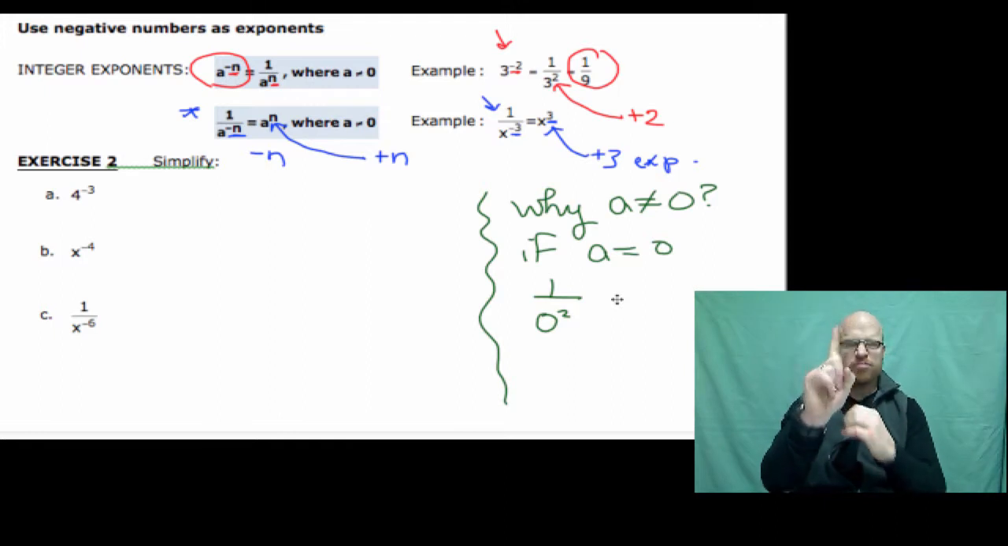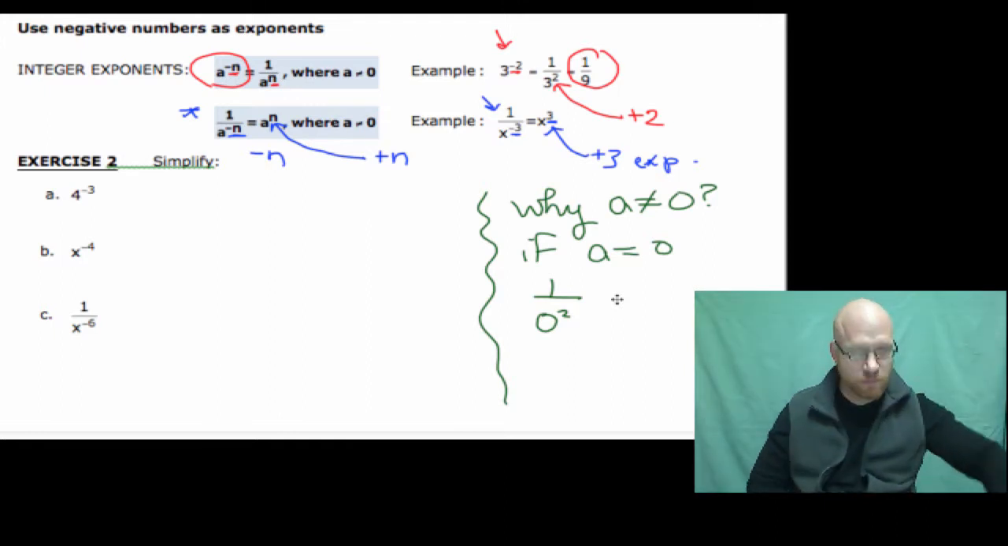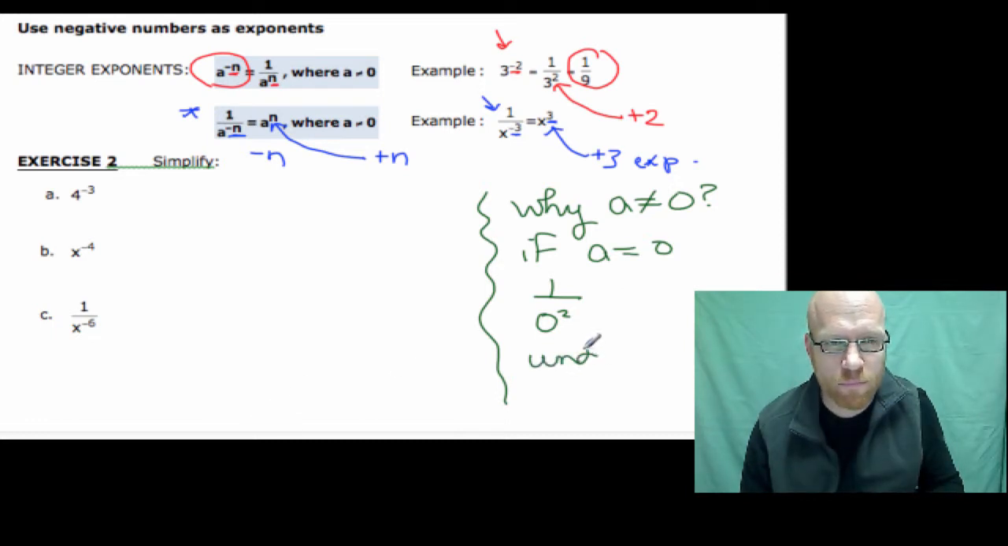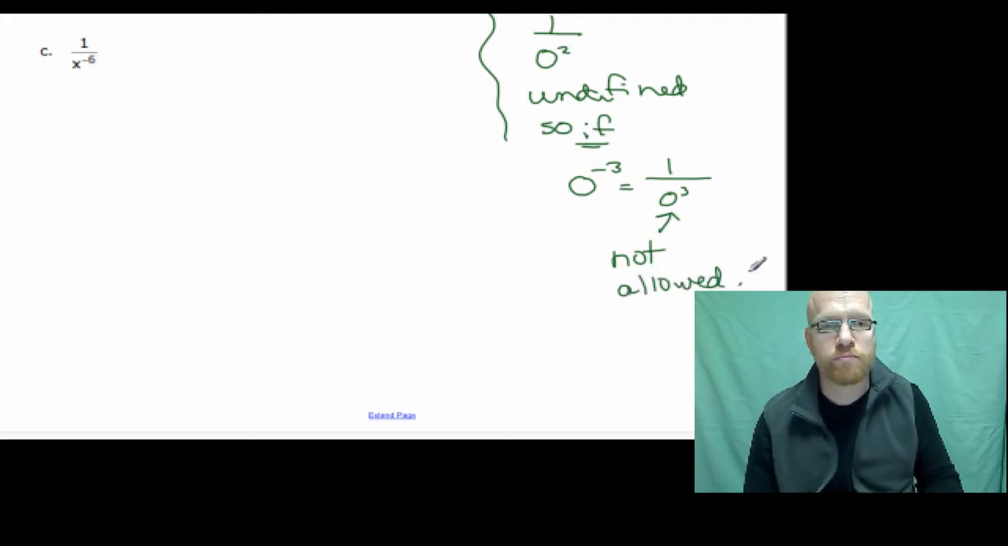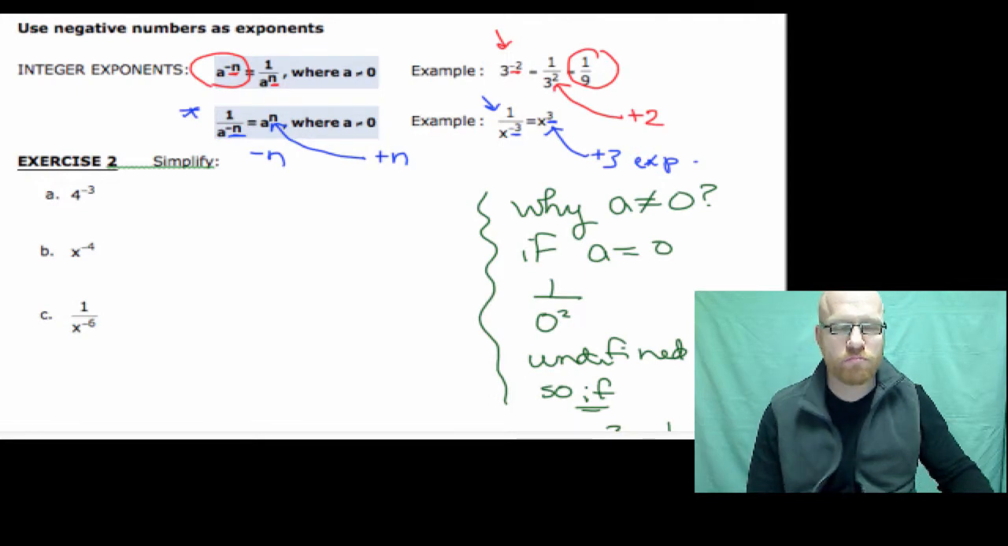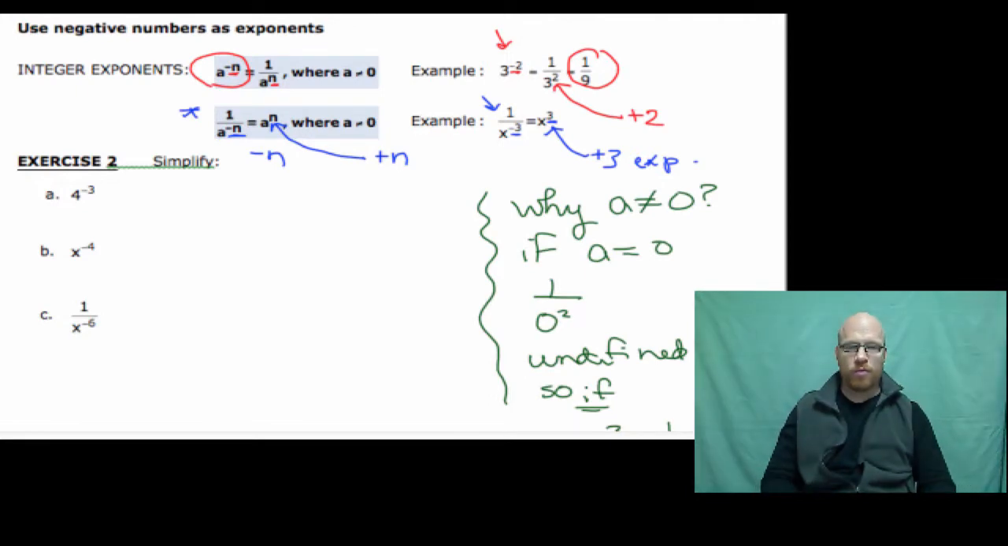Right now we can see, can we divide? Can we have the divisor of 0? No, it's undefined. Okay, now you can see why. A cannot equal 0. Let's move on to our examples.